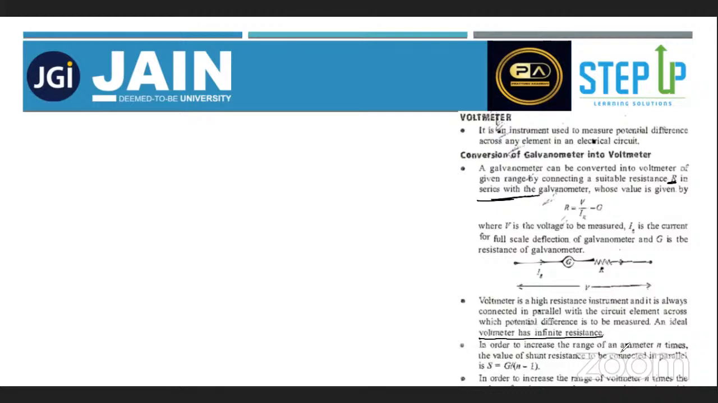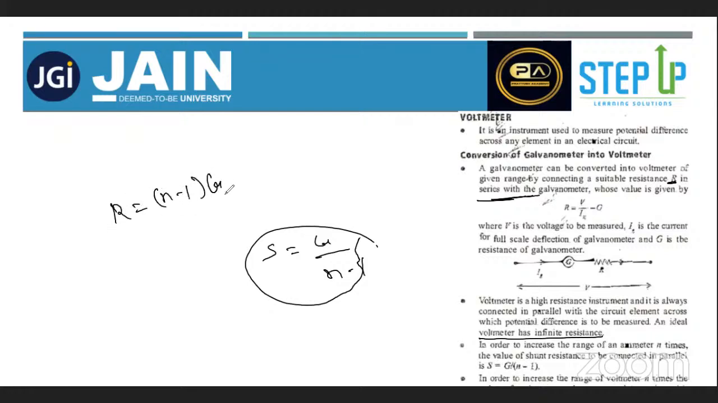In order to increase the range of an ammeter n times, the value of the shunt resistance to be connected in parallel is this much. This is if you're trying to increase the range n times. Similarly, for a voltmeter, R is equal to n minus 1 times G, where G is the galvanometer resistance.